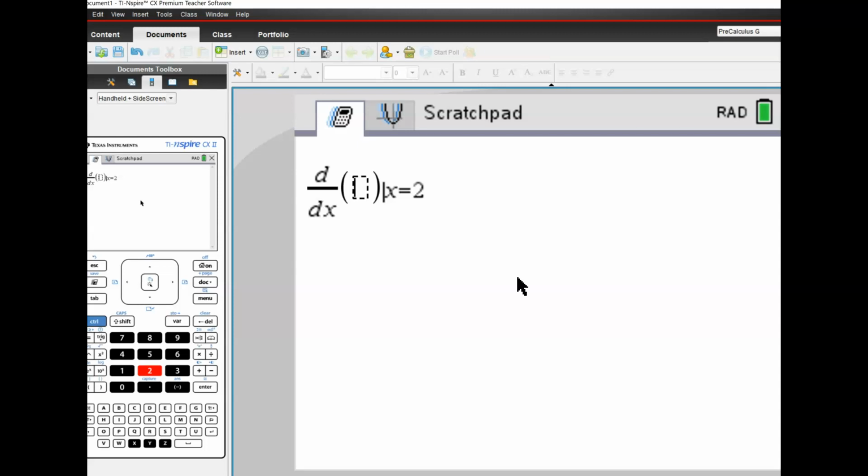Now I can put in any function I want. Here I'm going to put x squared. What should the derivative of x squared be at x equals 2? 2x. 4. The derivative value should be 4, the slope value.